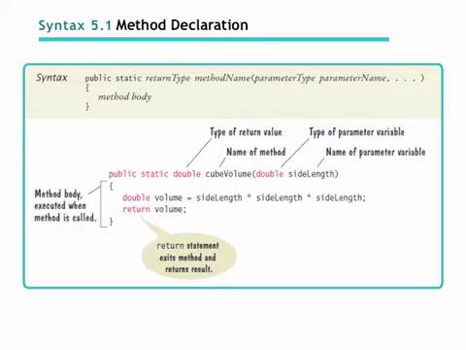What's the data type of the parameter? What's the parameter name? If there's more than one parameter, put a comma between them. Then we have an open brace and a closed brace, which denotes the beginning and the end of the method body. All the code in your method will go between that open and closed brace.